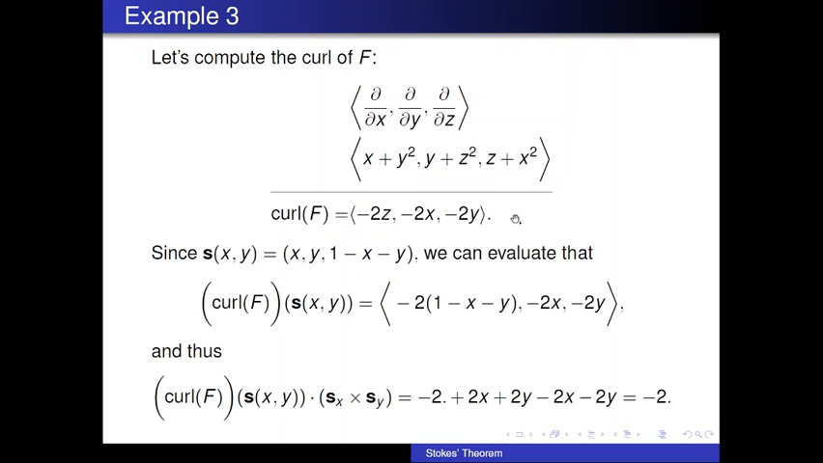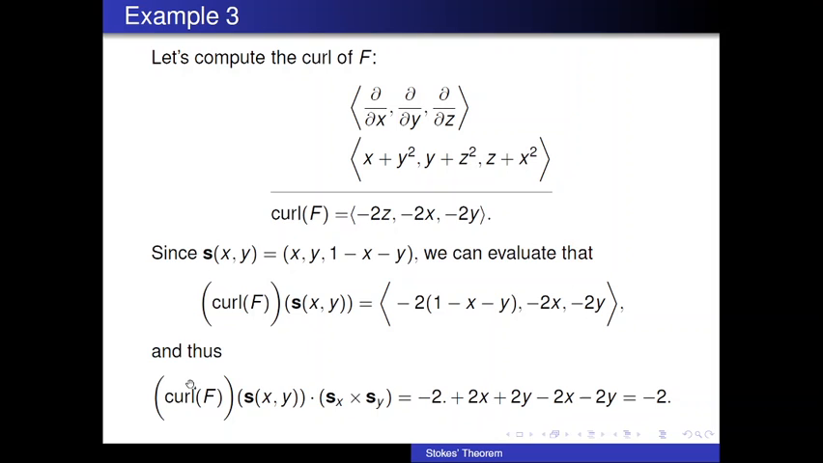Okay. And so evaluating this vector field along our parameterized surface, little s of xy, we can see that in the first component, we'll sub in for z, we'll sub in 1 minus x minus y. So we really get minus 2 times the quantity 1 minus x minus y. And then subbing in x for x gives us this, and y for y gives us the same thing in the last two components.